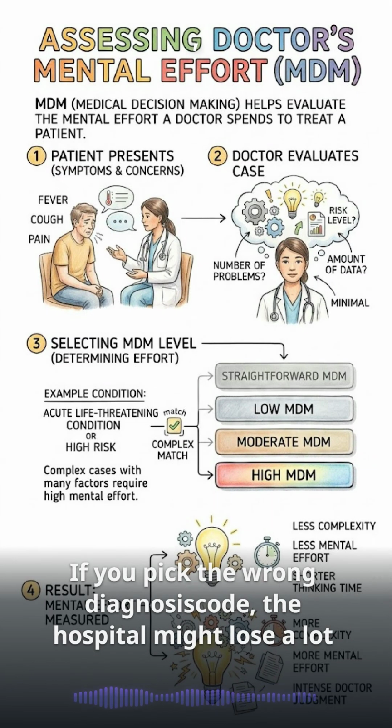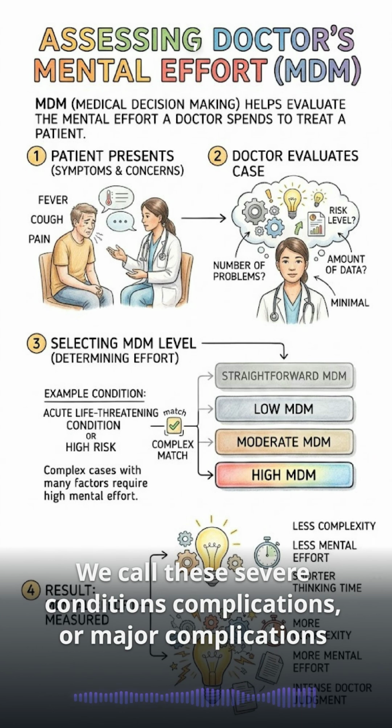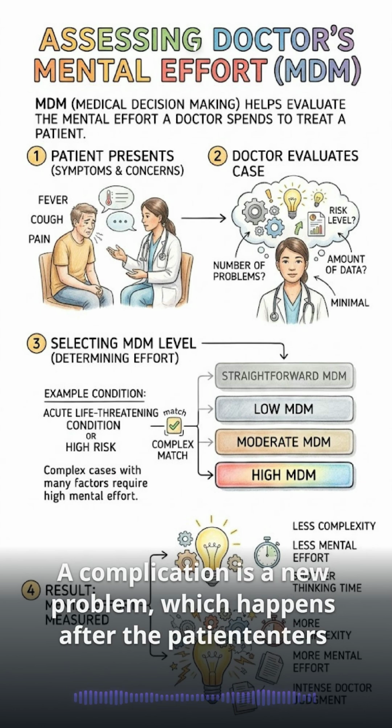Some secondary diagnoses are very severe, and they can increase the hospital payment amount. We call these severe conditions complications, or major complications and comorbidities in the field. A complication is a new problem, which happens after the patient enters the hospital. A comorbidity is a severe disease that the patient already had before they arrived.